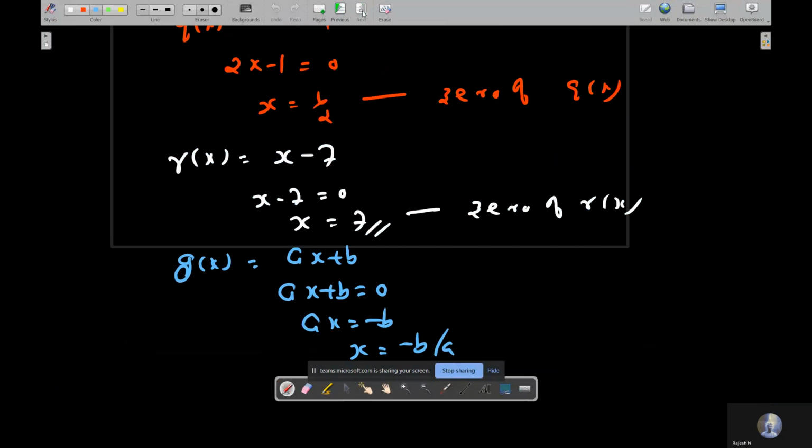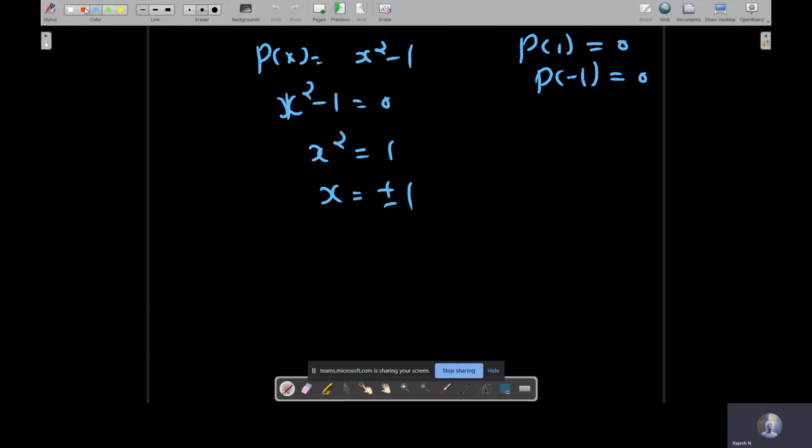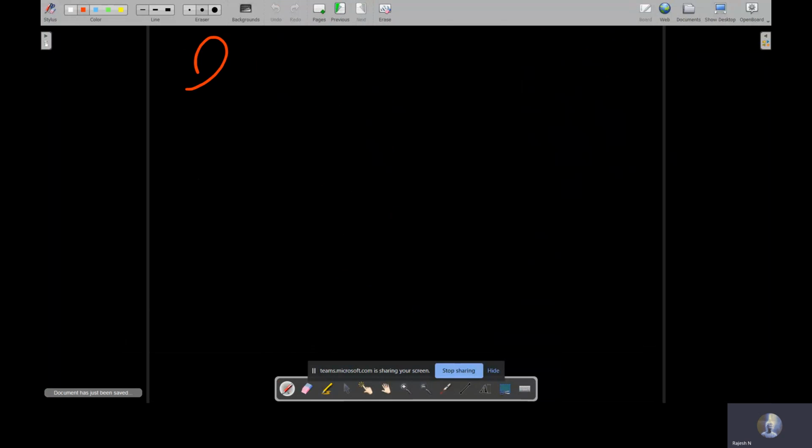Now, suppose p(x) is equal to ax. So here ax is equal to 0. x is equal to what? 0 by a, 0. Here 0 is a polynomial. So always remember, for a linear polynomial, how many zeros are there? For a linear polynomial, 1 zero.